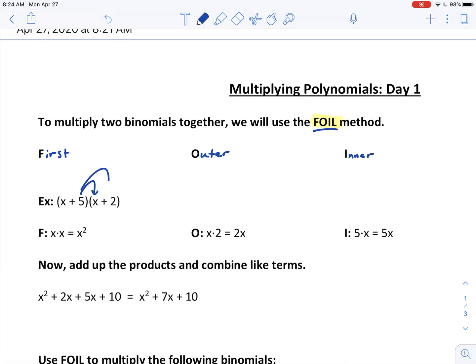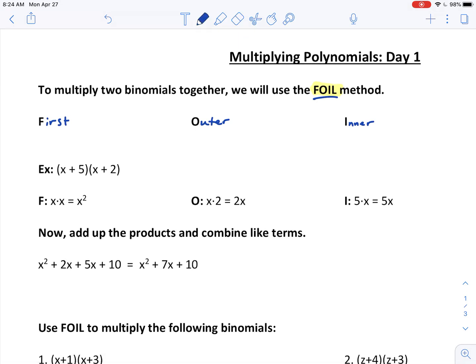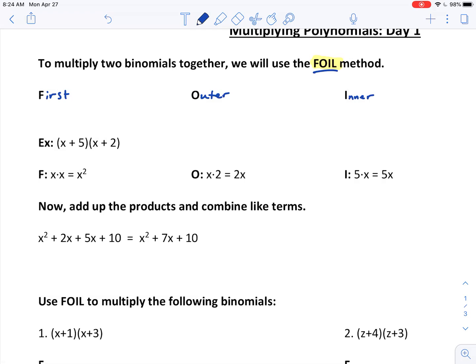So what's going on here is, you'll remember we had, let's say, 2 times x plus 1, where we distributed that 2 to both parts. Well, what we're doing now is, instead of distributing one thing, we are distributing both of our terms. So we're distributing the 5 to both parts, and we're going to distribute that x to both parts.